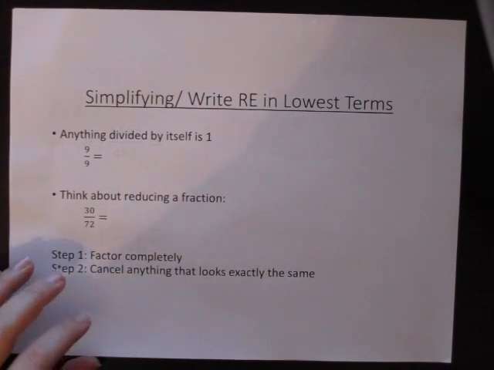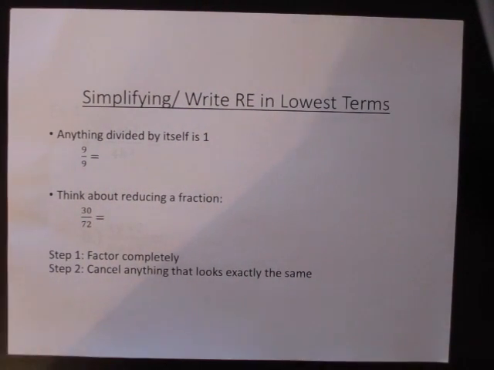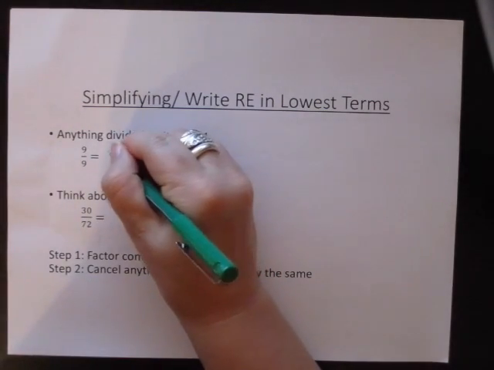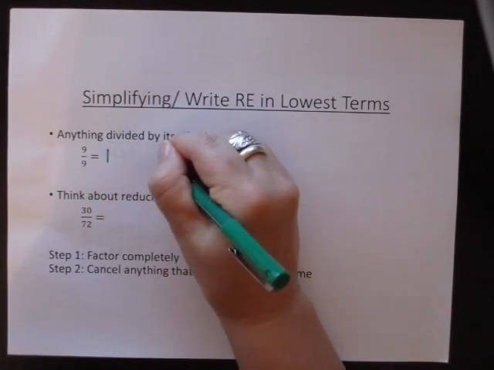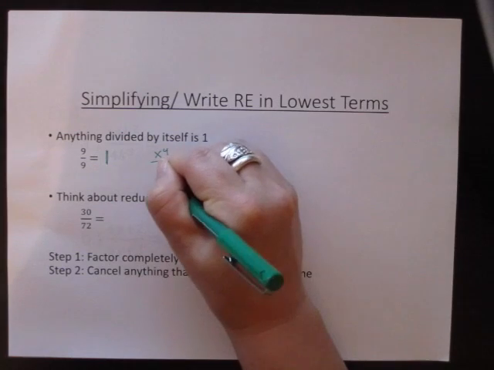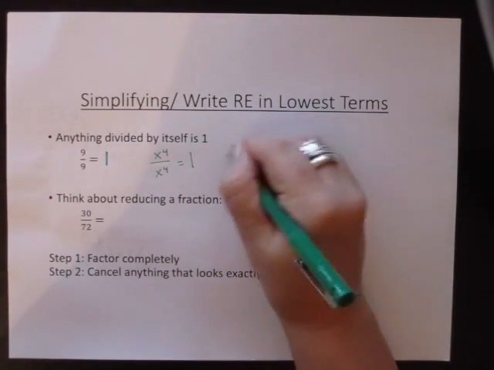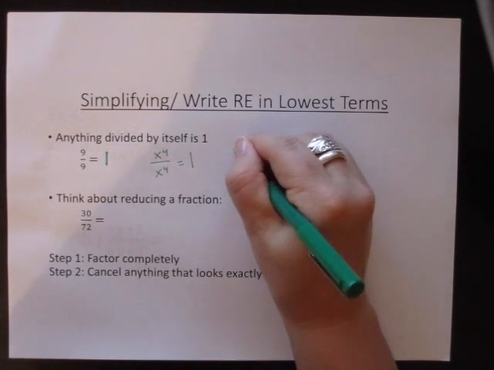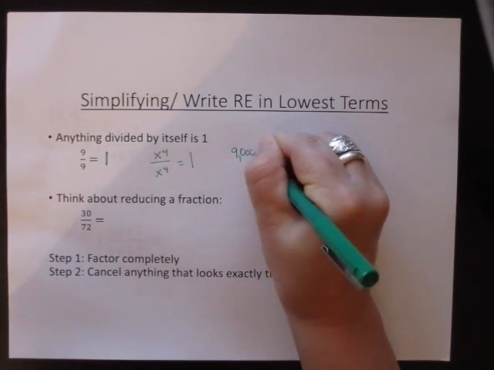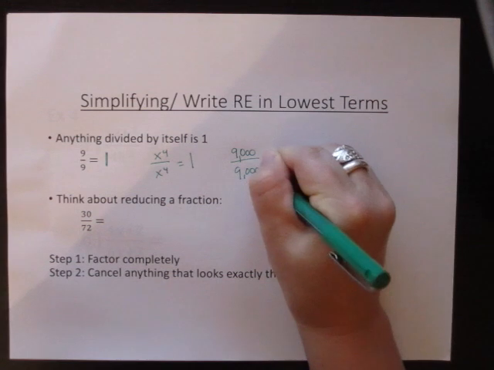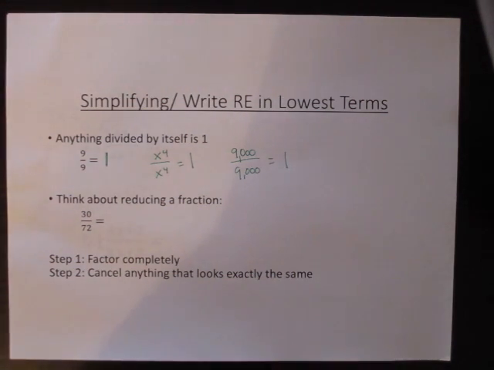And then the last thing that we have to do is simplify, so we have to write the rational expression in lowest terms. So let's talk about this really quick. Anything divided by itself is 1. So if I have 9 divided by 9, that's going to be equal to 1. If I have x to the 4th over x to the 4th, that's going to be equal to 1. If I have, I don't know, 9,000 over 9,000, that's going to be equivalent to 1.